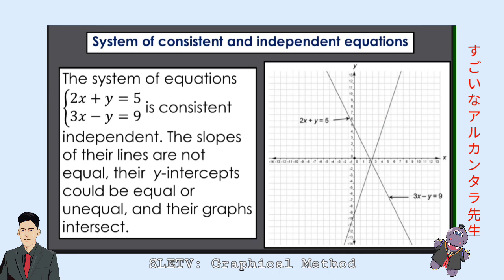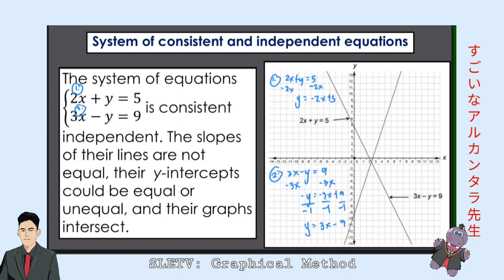Again, you may put them all in slope-intercept form. This is my first equation. This is my second one. Doing so, my first equation, 2x plus y equal to 5. Subtract 2x from both sides, or you may transpose 2x. Either way, you'll receive the same thing. y is equal to negative 2x plus 5. While the second equation, 3x minus y equal to 9. Subtract 3x from both sides. You will get negative y is equal to negative 3x plus 9. Divide the entire thing by negative 1. And you will get y is equal to 3x minus 9.